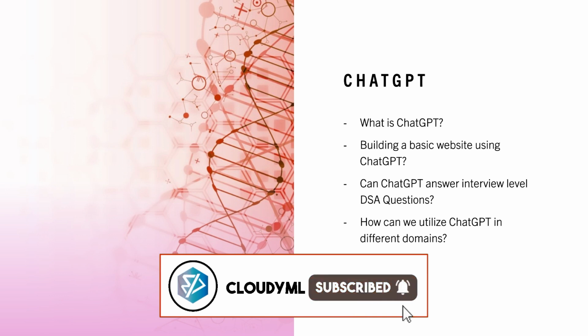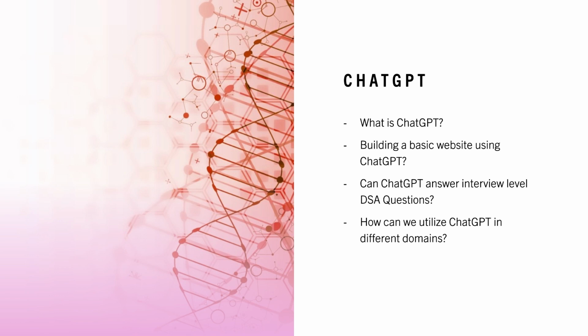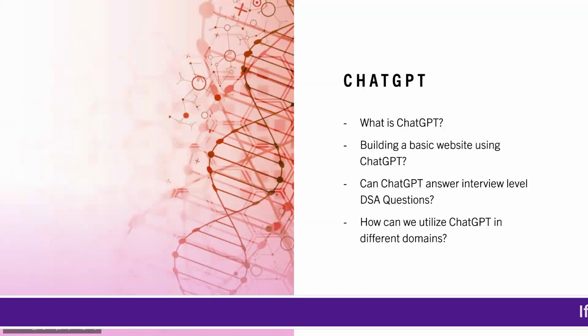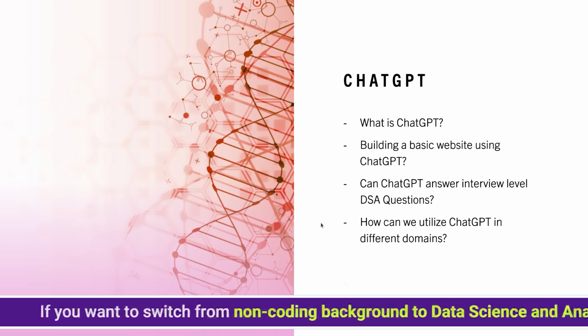Now, let us provide a few prompts to ChatGPT and check whether it is able to create a basic website using Python or not. Basically, we will try to create a basic website which will contain a form, and we will use the code that is provided by the ChatGPT response itself. So let us quickly try to do that.